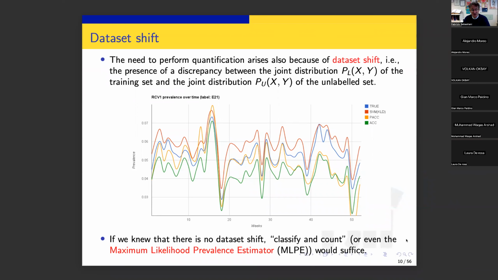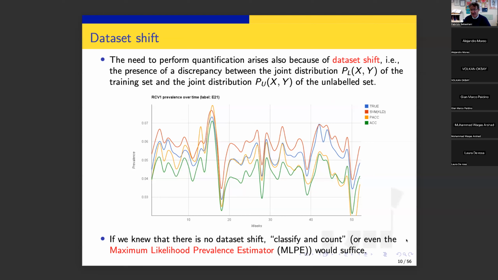So this is one specific label called E21. I can't recall what it stands for, but it doesn't matter. What matters is that the data in the Reuters Corpus Volume 1 are one year's worth of news, 52 weeks. This is what you see on the x-axis, okay? On the x-axis, you see the data from the different weeks. On the y-axis, you can see the prevalence, the relative frequency of the class in the data.